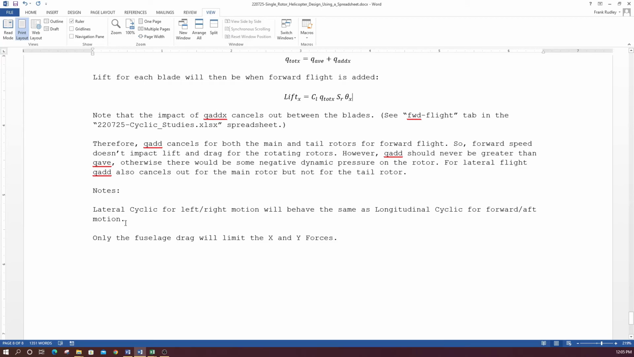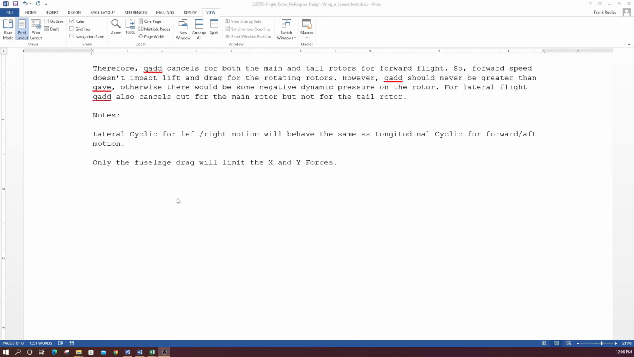So here's some notes. Lateral cyclic for left-right motion will behave the same as longitudinal cyclic for forward-aft motion. So in the conventional helicopter, you could look at lateral cyclic as very similar to longitudinal cyclic in the way it works. And only in our case, only the fuselage drag will limit the X and Y forces. So the X and Y forces generated by lateral or longitudinal cyclic, we want to make sure will be greater than the fuselage drag. Otherwise, we won't have enough force to be able to move the aircraft. So that's the end of my notes here.